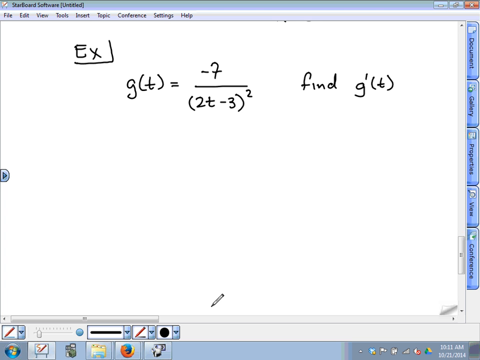Well, I'm going to try it. If it doesn't work, it's on you. So this is what I'm talking about. Maybe consider the g function to look like this: g of t equals negative 7 times (2t minus 3) to the negative 2. Now try that.